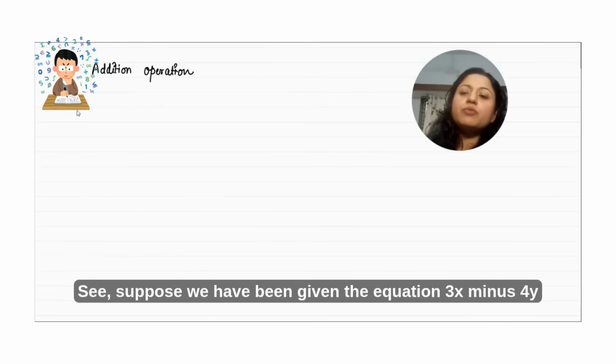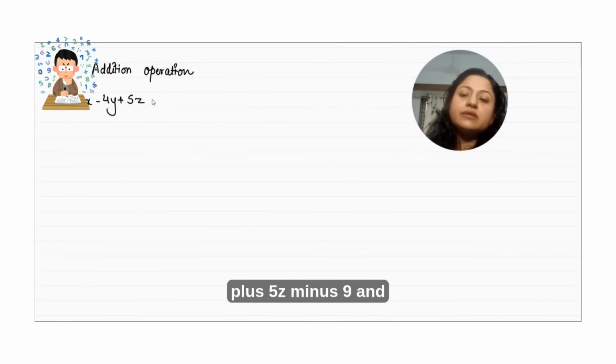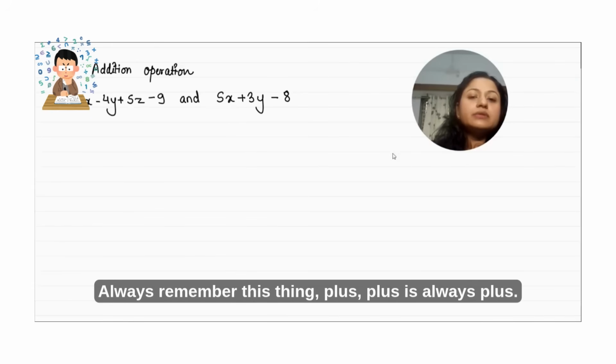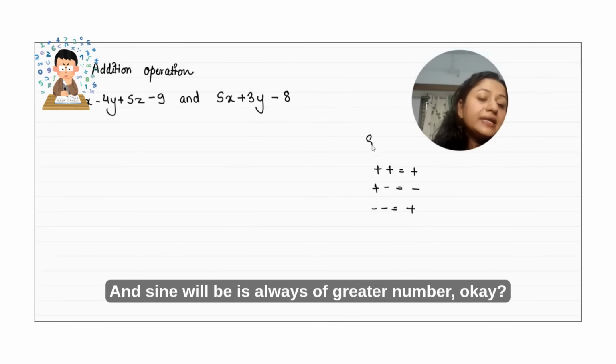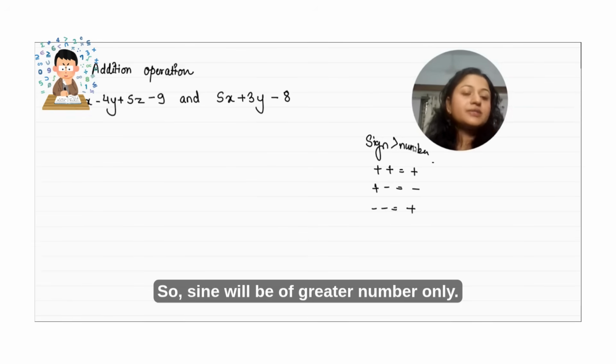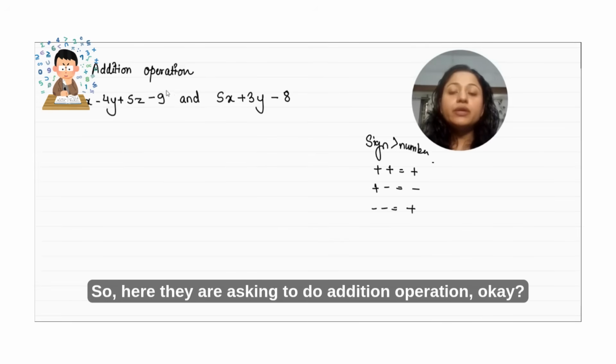See, suppose we have been given the equations 3x minus 4y plus 5z minus 9 and 5x plus 3y minus 8. Always remember this thing: plus times plus is always plus, minus times minus is always plus, and the sign will be that of the greater number. Okay, so the sign will be of the greater number only. So here they are asking to do the addition operation.